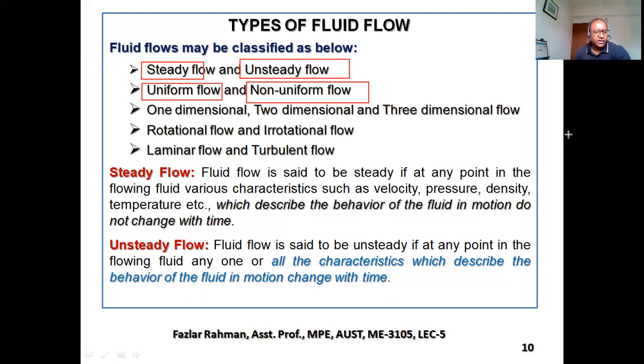And in most cases, if the flow is called two-dimensional, that means you have only two velocity components, right? Along the x-axis, small u, and the y-axis, small v. And velocity w along the z-axis will be zero in the two-dimensional case. In three-dimensional, you have all three components. In one-dimensional, you have only one component, either u or might be v or might be w. Then you have rotational flow, irrotational flow, then laminar flow and turbulent flow. We will discuss later what laminar flow and turbulent flow are.